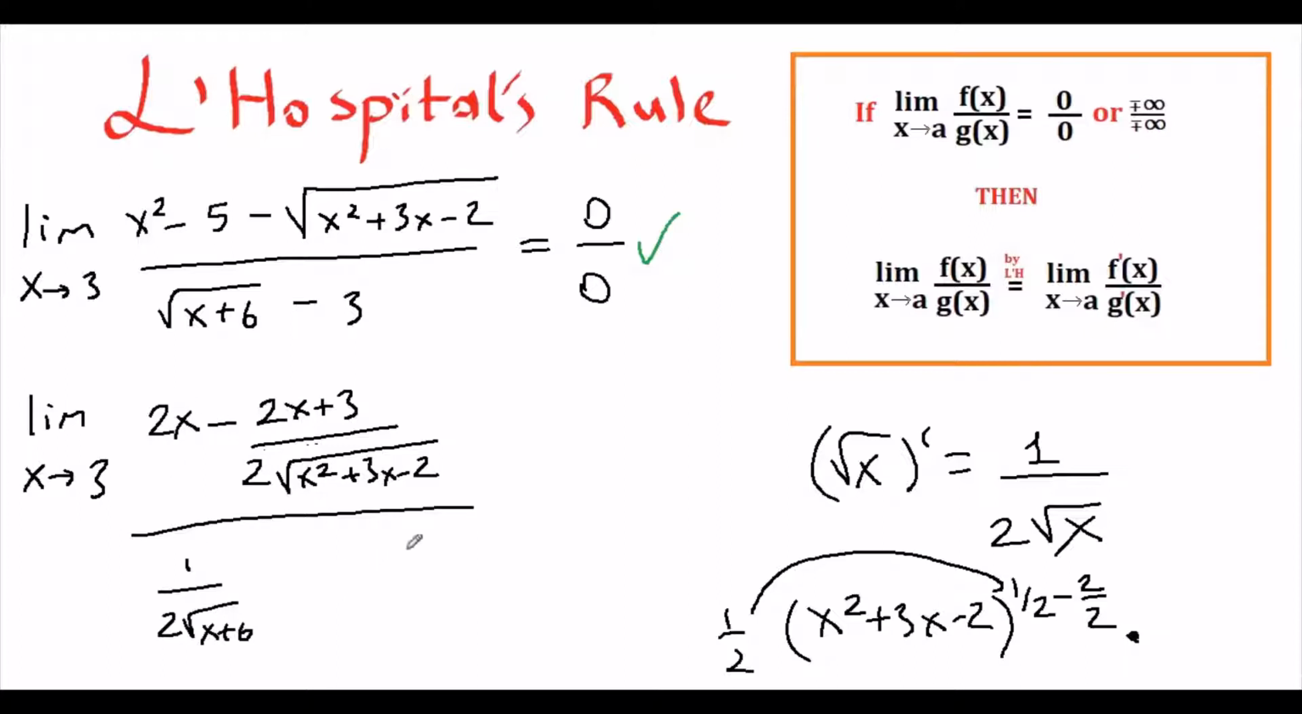Now we simplified. We took the derivatives of both top and bottom. Now we can directly plug in 3. And if you do this arithmetic, you're going to obtain 117 over 4.